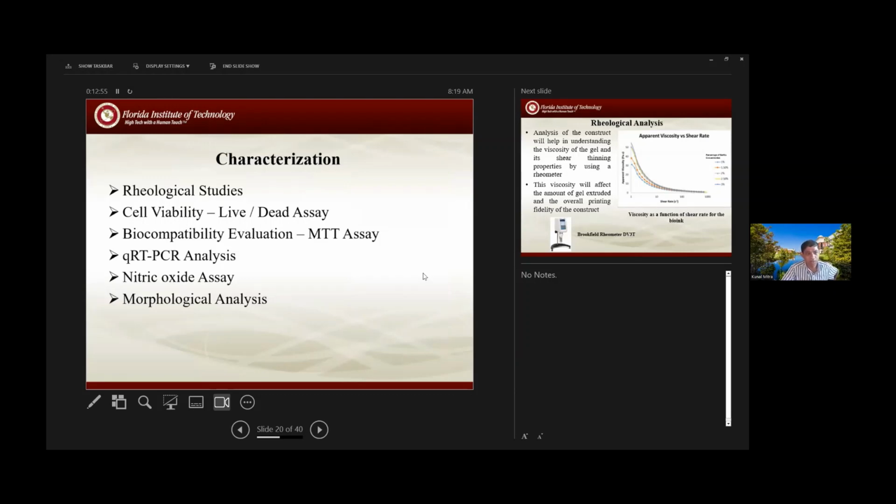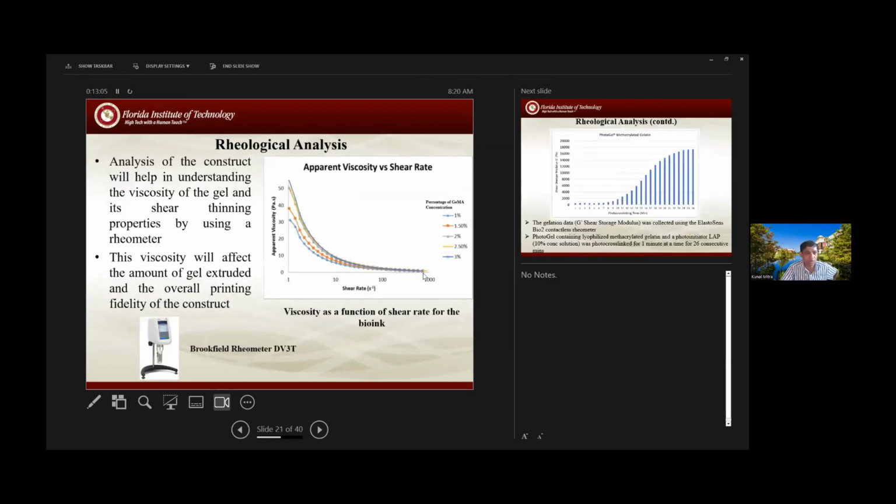We did rheological studies, viability, then biocompatibility, some qPCR, and then our nitric oxide. As I told you, we're looking at some applications for the reactive oxygen species, ROS, and then morphological analysis.